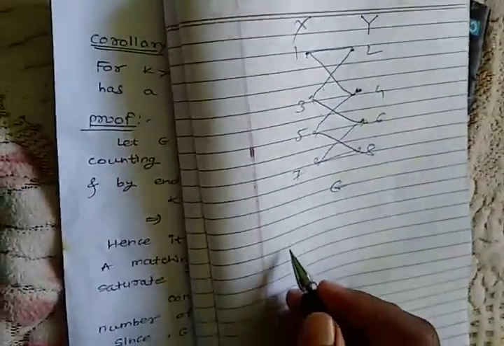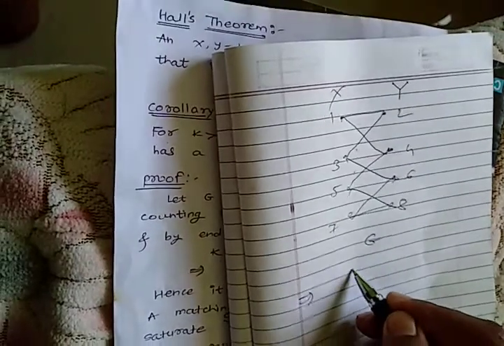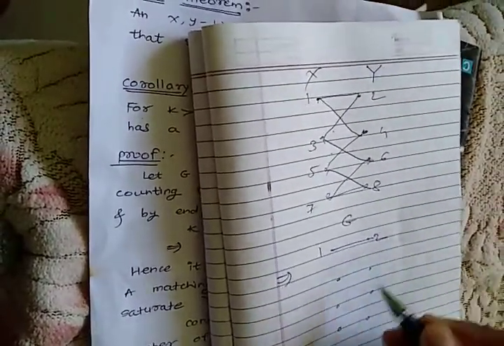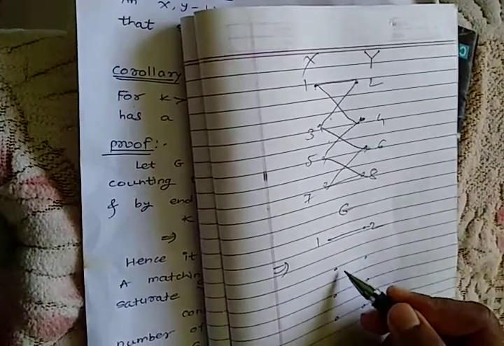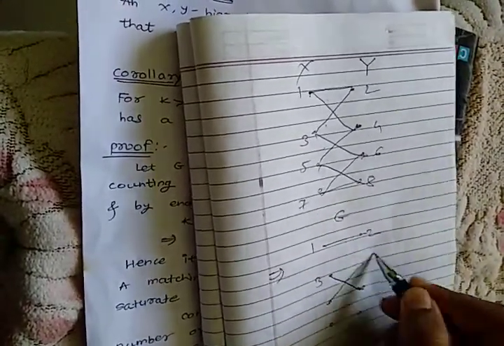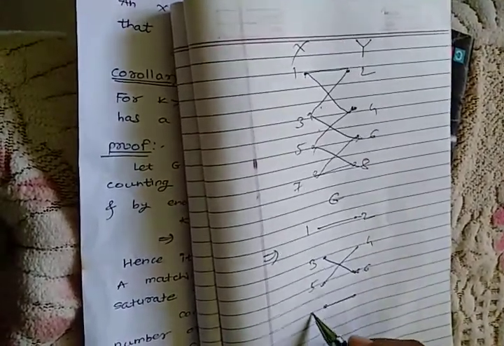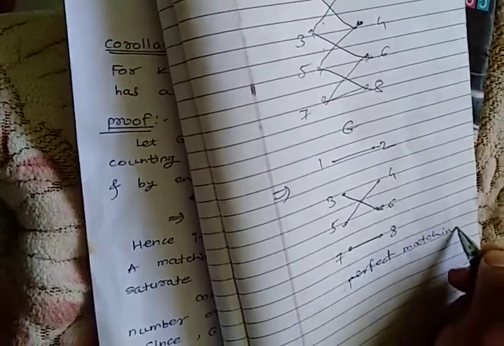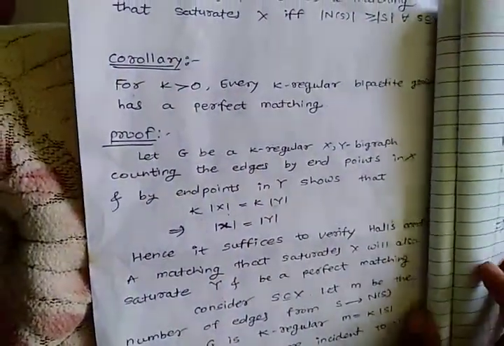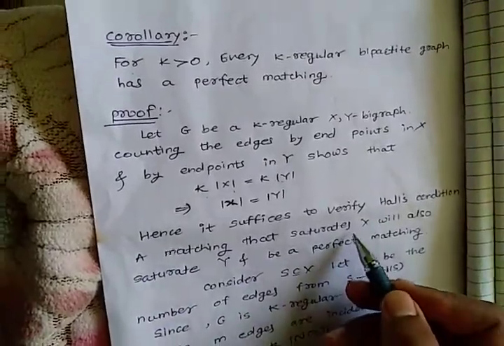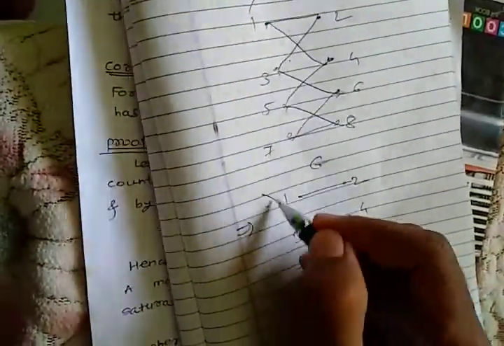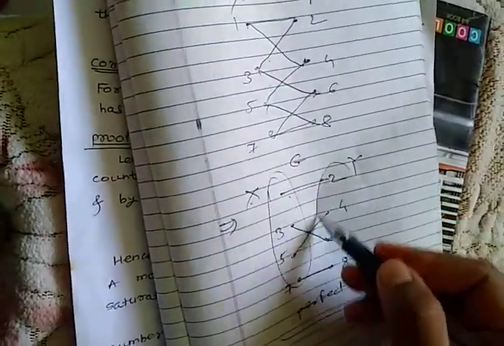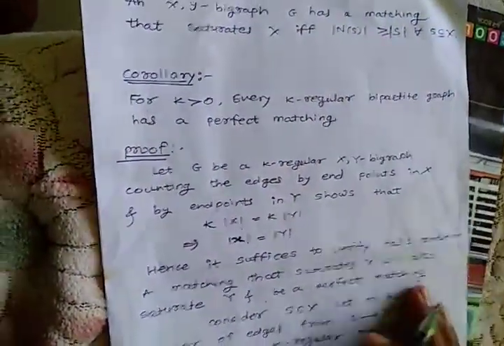We take a matching of this graph. One, two. These two vertices are included. Other two vertices. And last two vertices, 7 to 8. This is a perfect matching. What does he say? A matching that saturates X will also saturate Y. Here this part is X, this part is Y. The degree of all vertices of X is 1. Also the degree of all vertices of Y is 1. Now, second part.